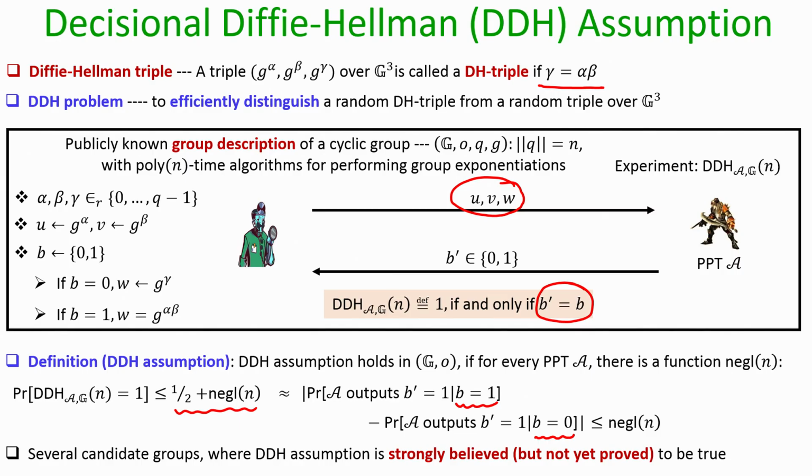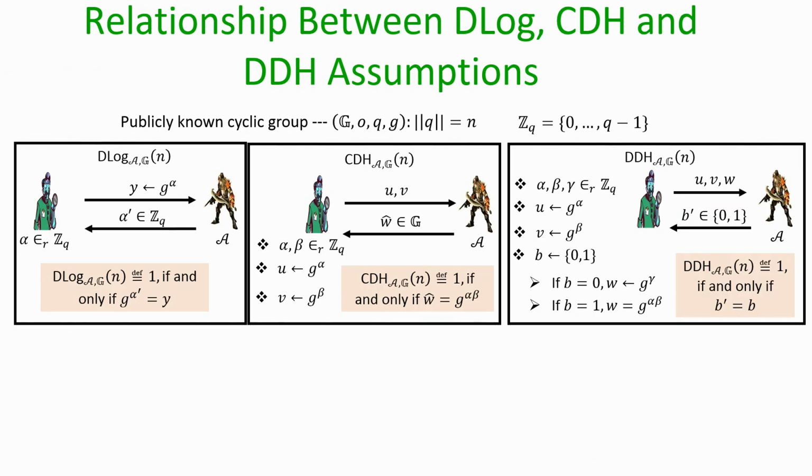Again, it turns out that there are several candidate groups where the DDH assumption is strongly believed to be true. Again I stress that it is only strongly believed that in those groups the DDH problem is difficult to solve. It is not mathematically proved. It is only because we do not have any polytime algorithm till now for solving the DDH problem in those groups that we believe that the DDH problem is indeed difficult to solve in those candidate groups.